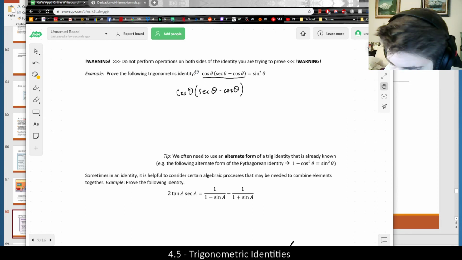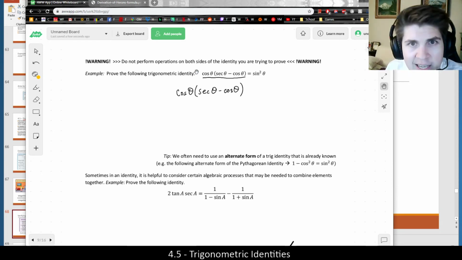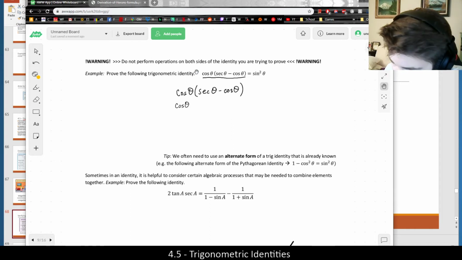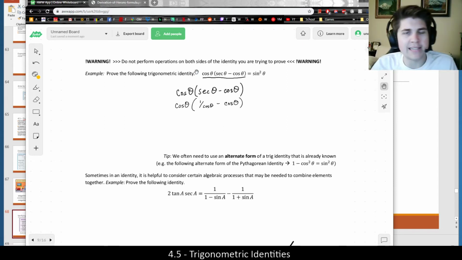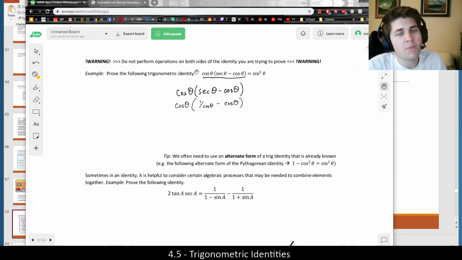Okay, I think we're set. So if we change secant, well, secant is the reciprocal of cosine, so secant is 1 over cosine. And these are just things you would need to remember if you were to be able to prove identities. So to be able to prove identities, you have to have a pretty good grasp on those fundamental identities, which is why I'd practice using them.